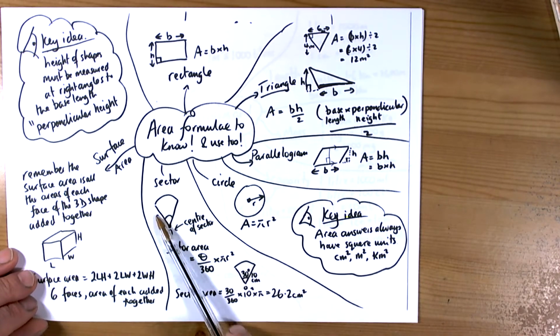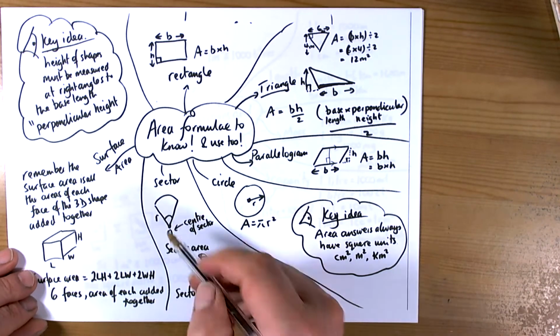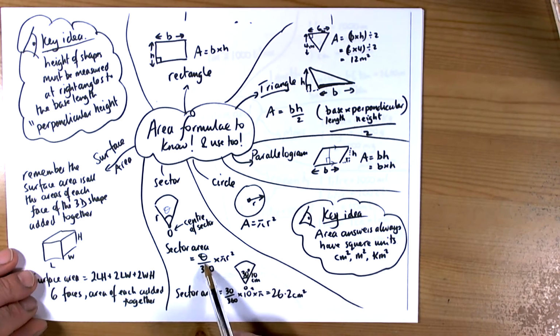Sectors, just remember, it's part of a circle, so it's the fraction that you've turned. So theta is the angle. Just remember, theta is the angle of the sector, and we're dividing by 360 times the area of the whole circle. And there's an example here just to remind you how to use it.